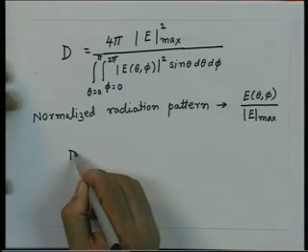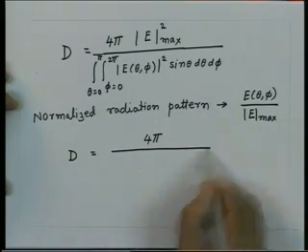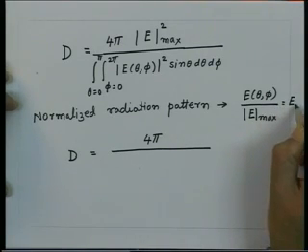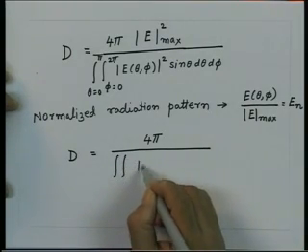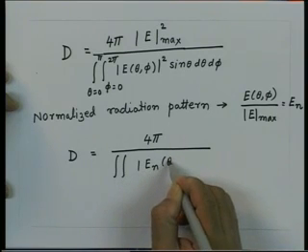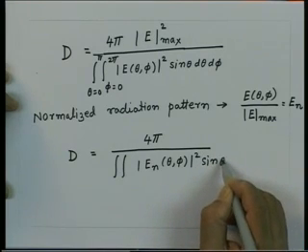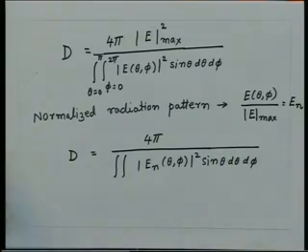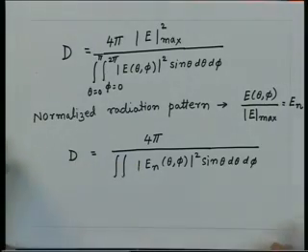So, we get the directivity of an antenna which is nothing but 4 pi divided by the integral of the normalized radiation pattern. Let us call this quantity E normalized. So, this will be the integral of E normalized theta phi squared sin theta d theta d phi. So, if you know the normalized radiation pattern, essentially you can calculate the directivity of a given antenna.